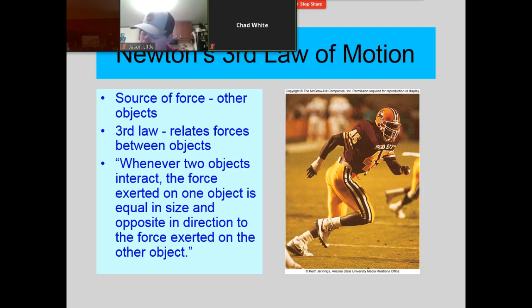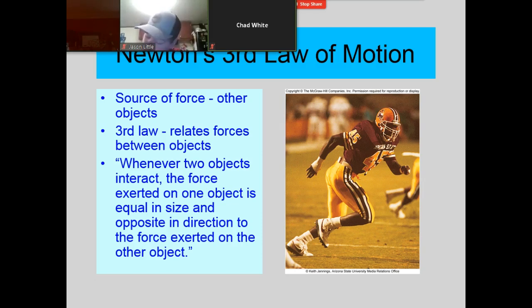The other two were all talking about an object in motion, an object at rest, the net force on one object. The third law relates forces between objects. There's always a second object involved. And here's one way of stating Newton's third law. Whenever two objects interact, the force exerted on the one object is equal in size but opposite in direction to the force exerted on the other object. Okay?